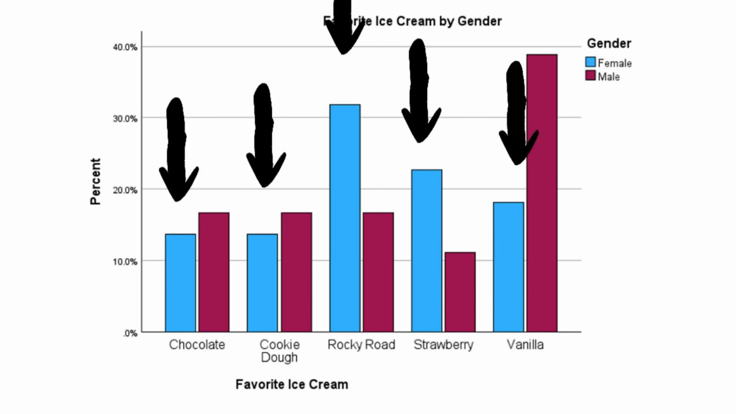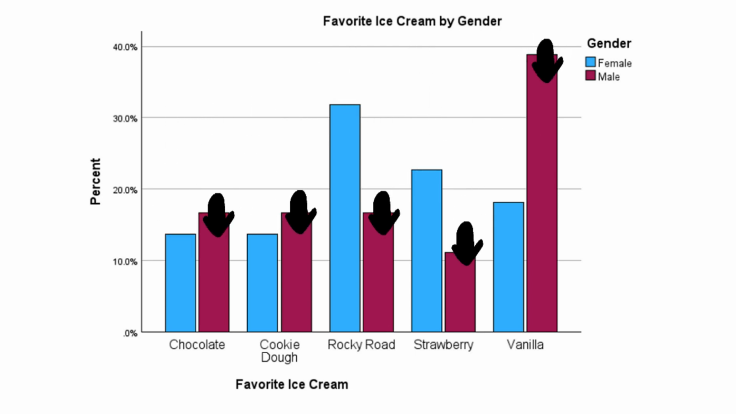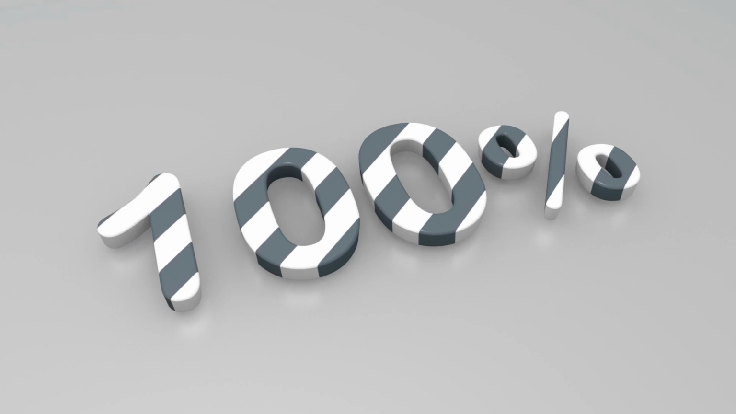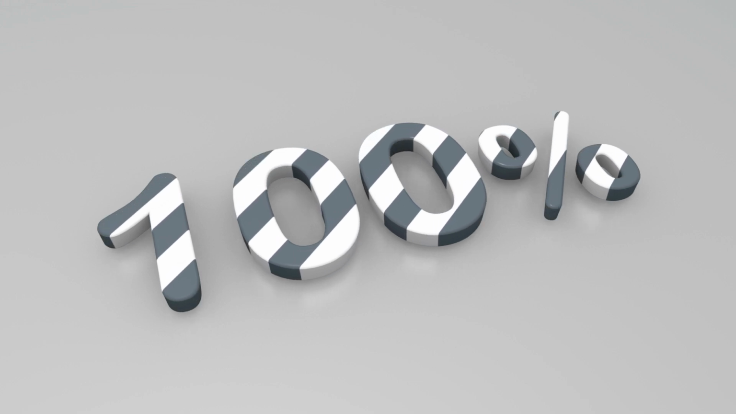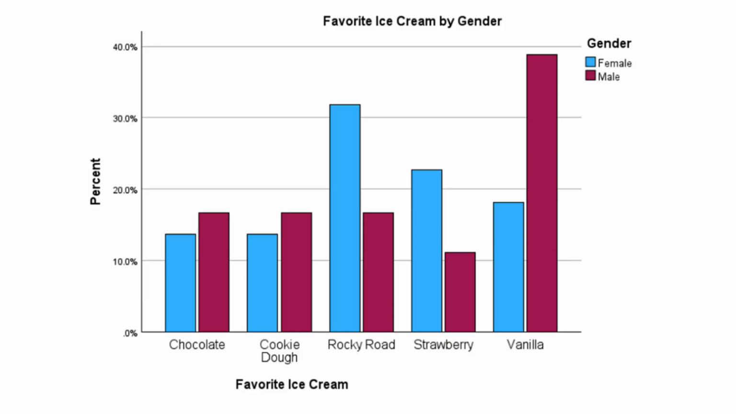The blue bars represent the females, and the burgundy bars represent the males. If we add up the percentages for the females, we get 100%, and it's the same for the males. From this chart, we can see clear differences between men and women. A bigger percentage of females prefer Rocky Road and strawberry ice cream, and a bigger percentage of males prefer vanilla.